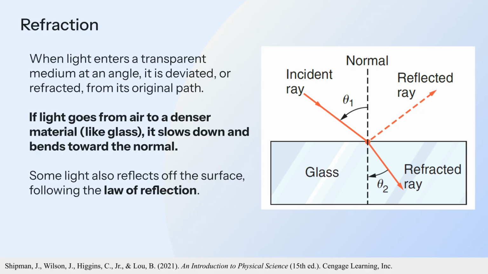At the same time, some of the light reflects off the surface, following the law of reflection. The diagram shows the incident ray, the reflected ray, and the refracted ray, along with the angles measured from the normal. The key point is that refraction is caused by a change in speed, not a change in direction alone. This is a beautiful mathematical principle that explains why light must bend to take the fastest path.